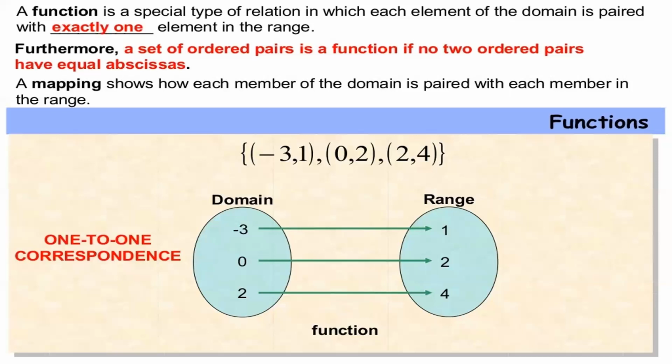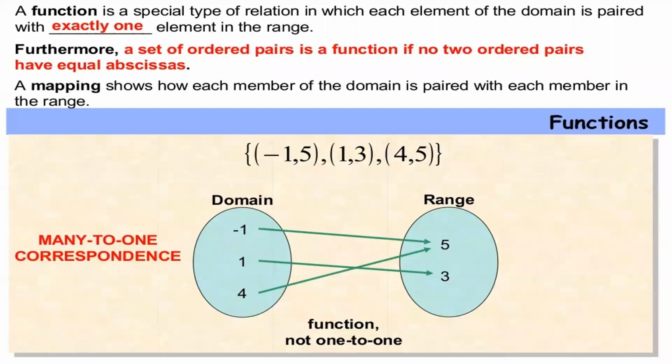Therefore, this is a function because the meaning of function is each element of the domain, as you observe, -3, 0, and 2, is paired with exactly one element in the range. So -3 is for 1, 0 is for 2, and 2 is for 4. Okay? One-to-one. That is a function.